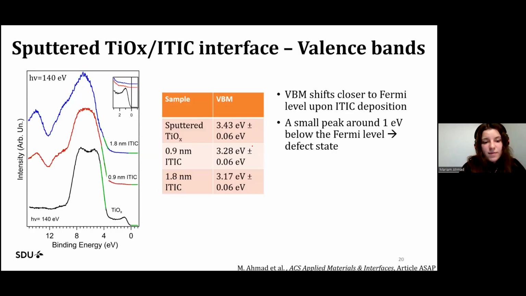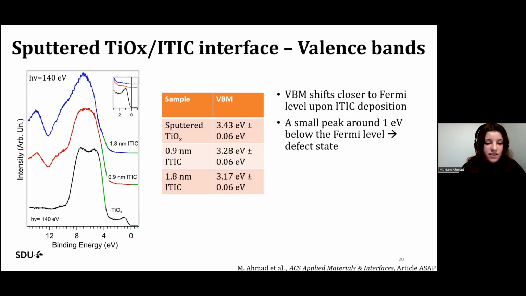Here we have the valence band spectra for the titanium oxide before and after ITIC deposition. One thing that we see is that the valence band maximum shifts closer to the Fermi level upon ITIC deposition. But something also interesting to note is that for the titanium oxide before deposition of ITIC, we see this feature around 1 electron volt above the Fermi level.